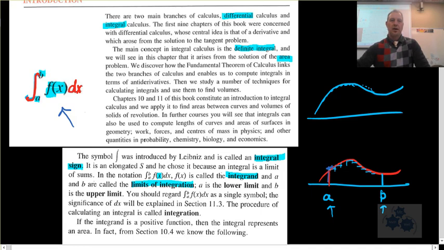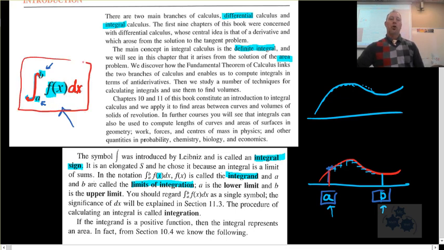And that's the a and b here. The lower limit would be down in the bottom, and the upper limit would be up here. So we would start at the lower limit and end at the upper. Okay, so what's also important is that you should interpret this as really a single symbol.